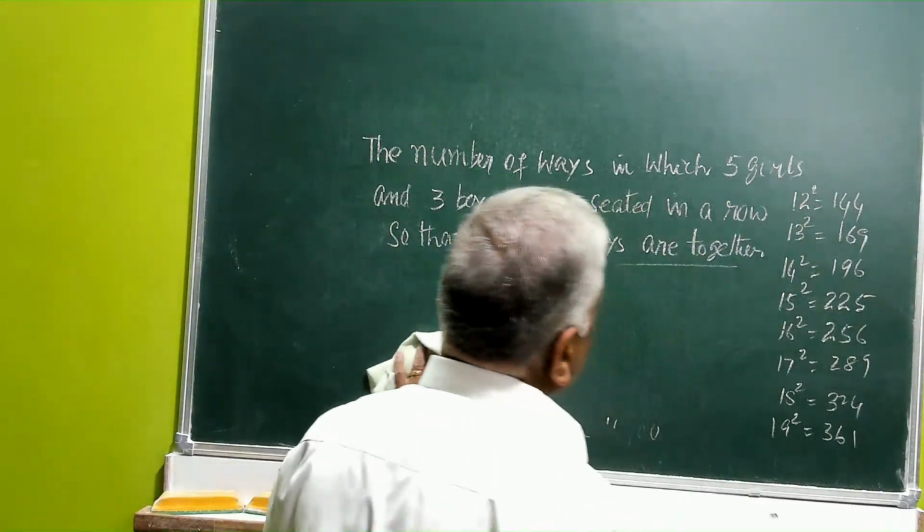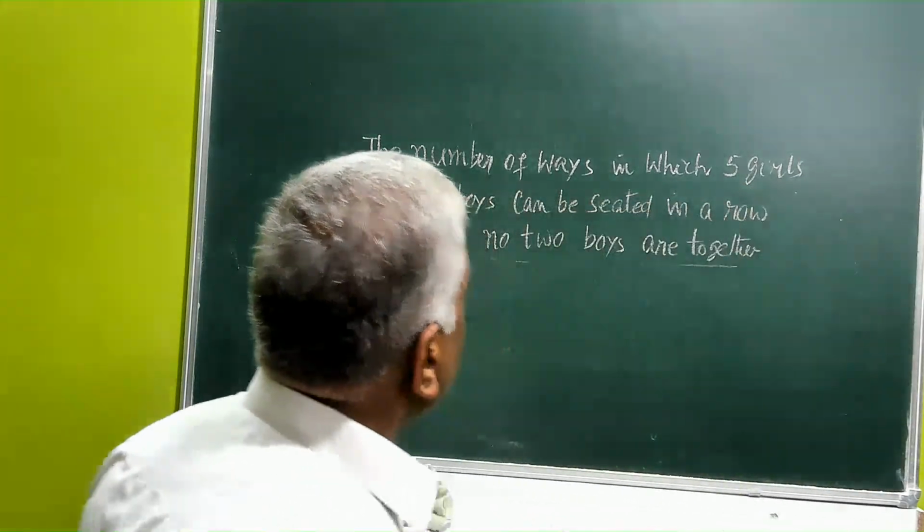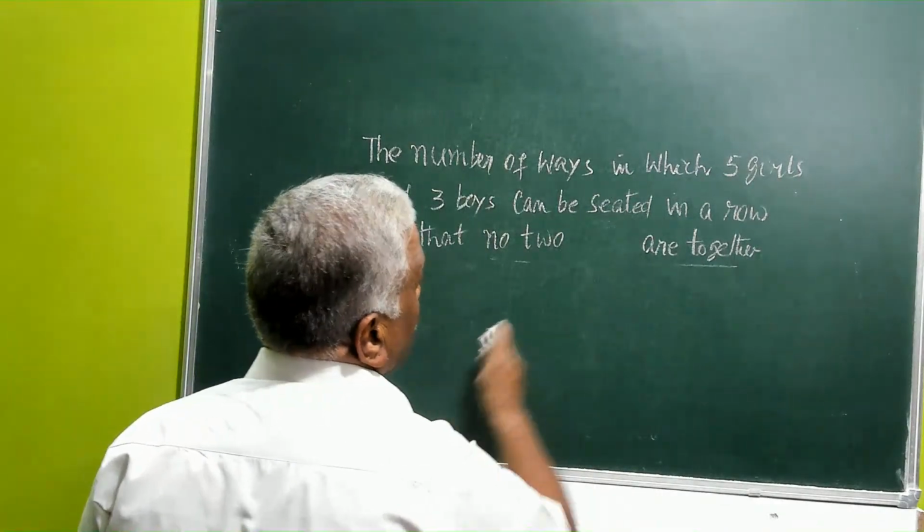I'll keep this 5 girls and 3 boys as it is. Now I'll change the condition: instead of no 2 boys being together, I'll make it no 2 girls are together.